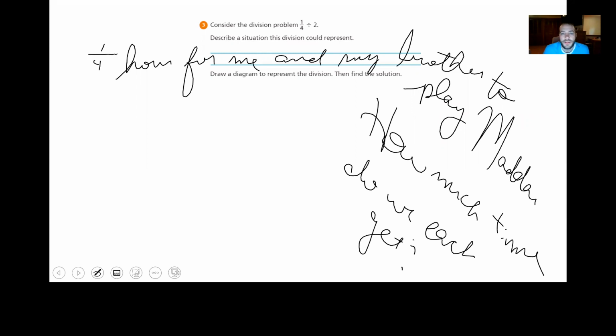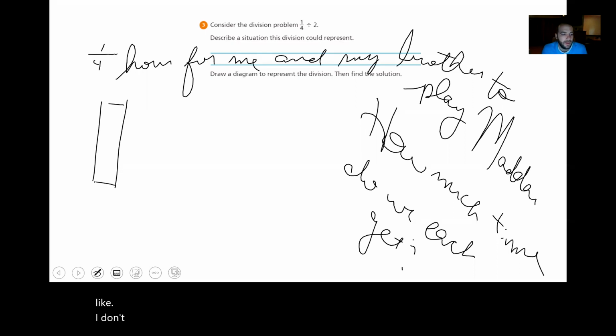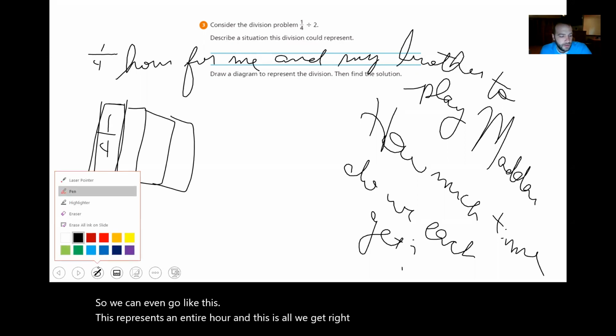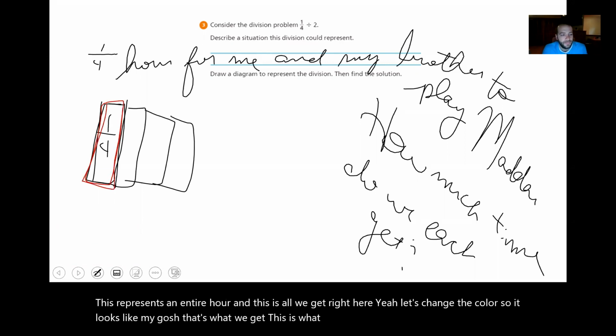All right, so let's draw a diagram. This isn't the easiest to draw a diagram. Let's make it look more like a box that represents 1/4 of an hour. So we can even go like this. This represents an entire hour. And this is all we get right here. Here, let's change the color so it looks like, oh my gosh, that's what we get. This is what we get, and our time's running out.